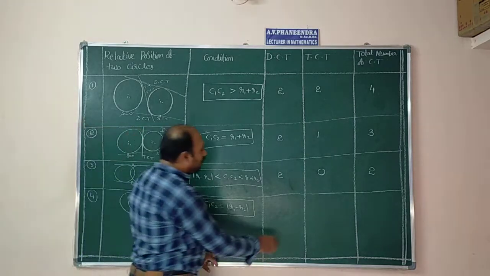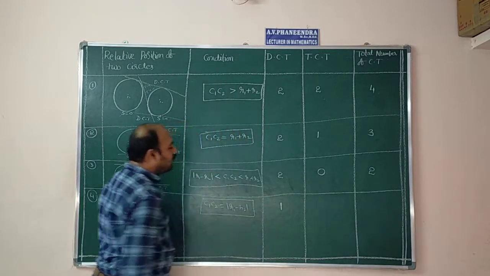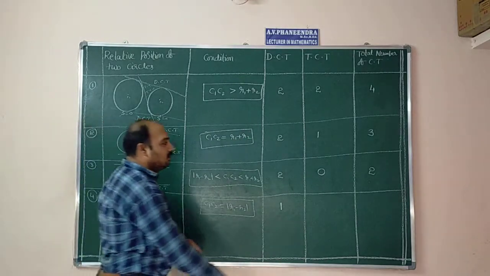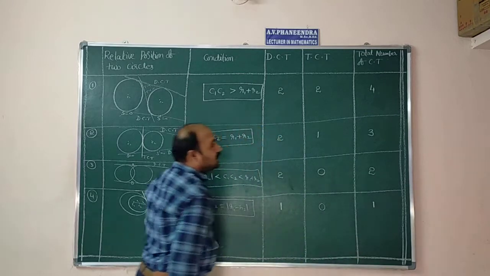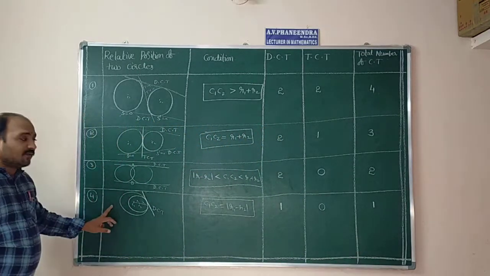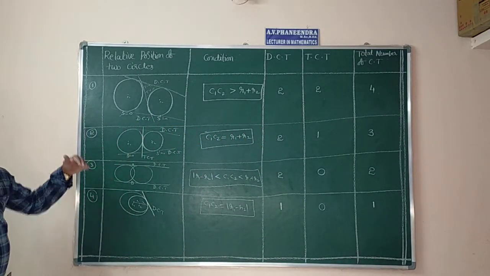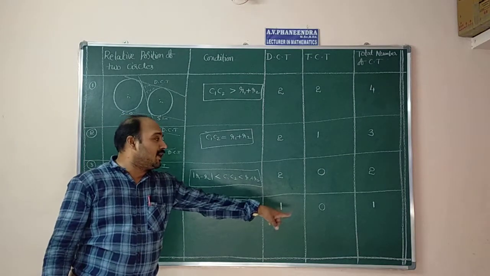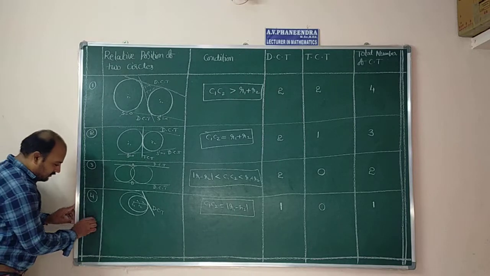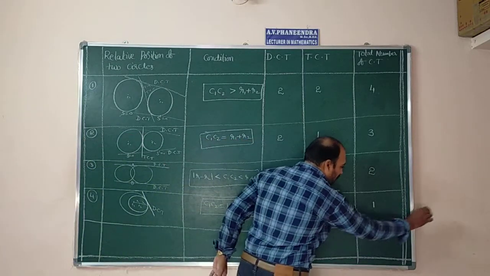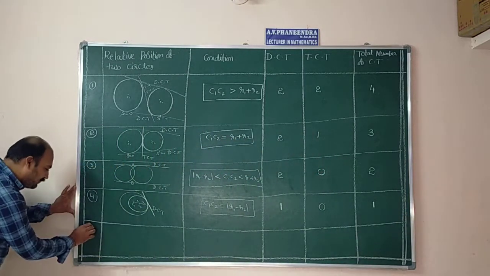Therefore, how many direct common tangents are possible? Only one direct common tangent is possible. There is no transverse common tangent. So the total number of common tangents in the case of two circles touching each other internally is only one. That is what? DCT, direct common tangent.